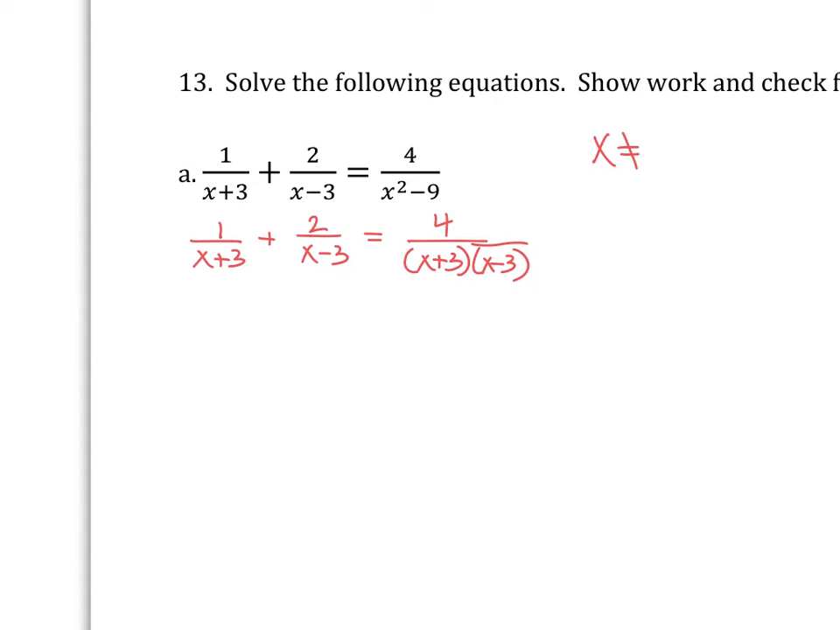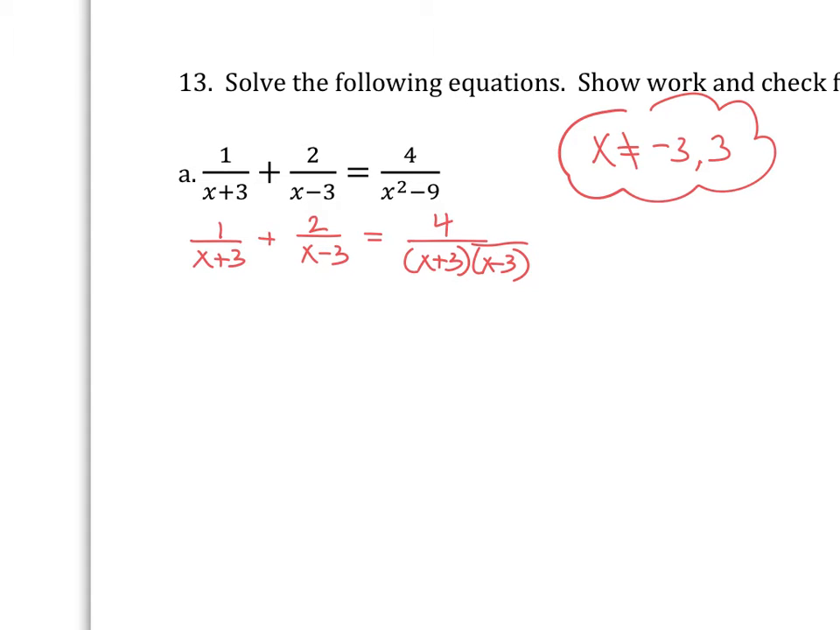So looking at the first one, 1 over x plus 3, it's undefined at negative 3. At the second one, x minus 3, that means that 2 over x minus 3 is undefined at 3. And the third fraction, it's undefined at both negative 3 and 3. So we just have to make sure if our answers end up being negative 3 or 3, we don't include them because they're not part of our original domain.